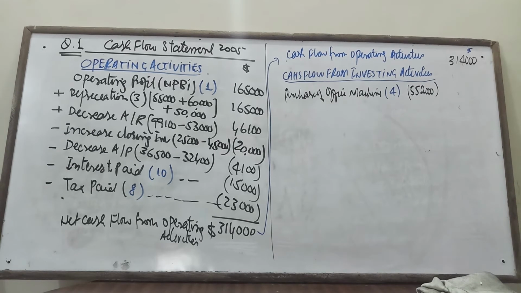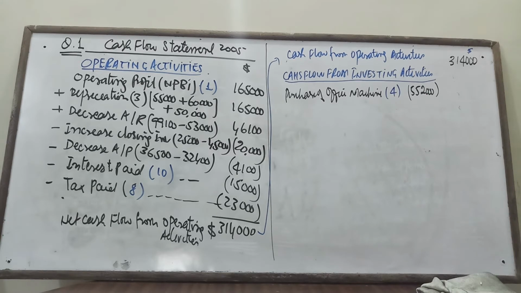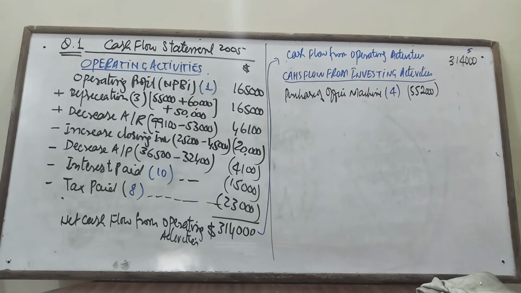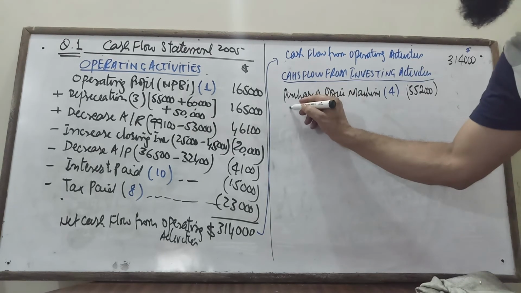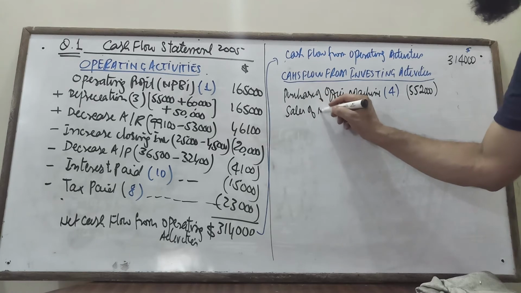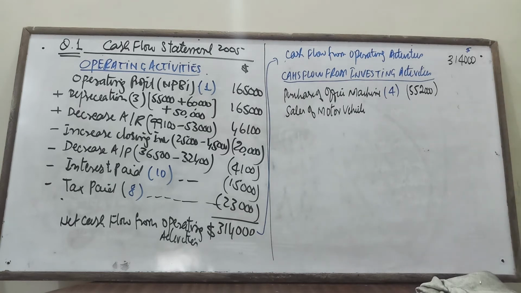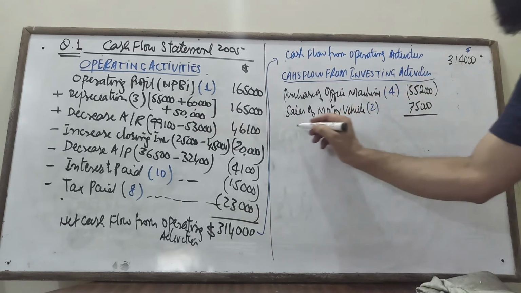Again, look at my question paper. I'm going to read point number 2. It says one motor vehicle was sold by check, $75,000. Sales of motor vehicle is a cash inflow, which is given in point number 2. Point number 2, sales of motor vehicle 75,000. This is cash inflow. So what is the net cash flow?